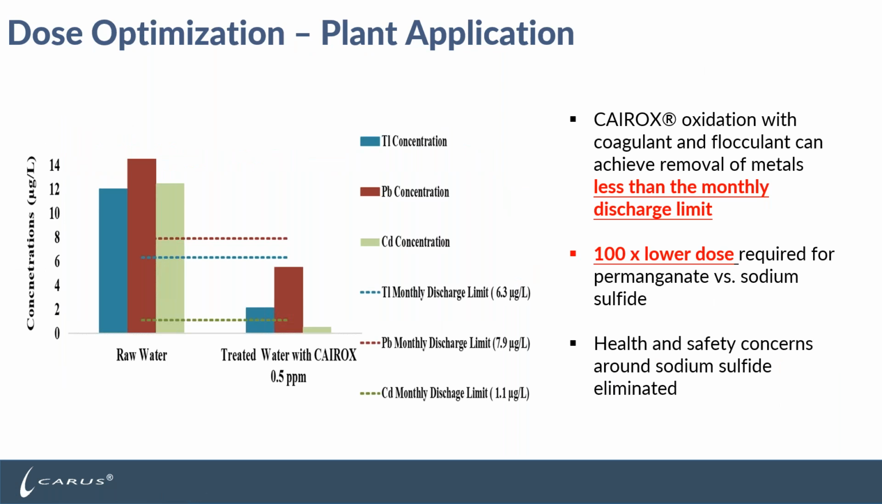Optimizing the dose during the actual plant application showed removal of each metal contaminant well below the required discharge limits. This was actually achieved at around 100 times lower dose than the incumbent chemical treatment using sodium sulfide. And of course, a nice flow on effect of this is that the health and safety concerns around the use of sodium sulfide were eliminated.